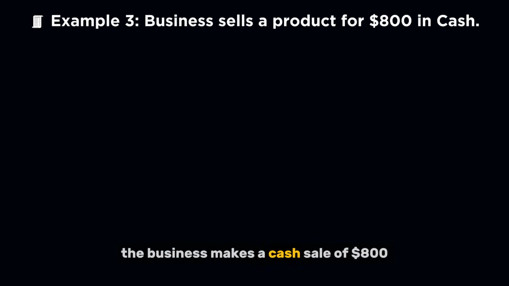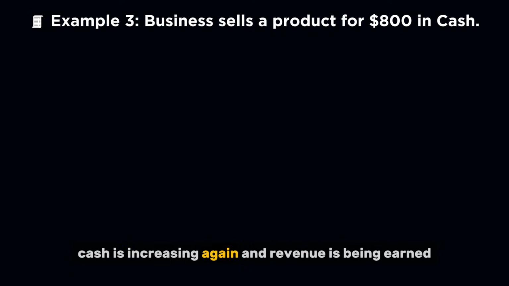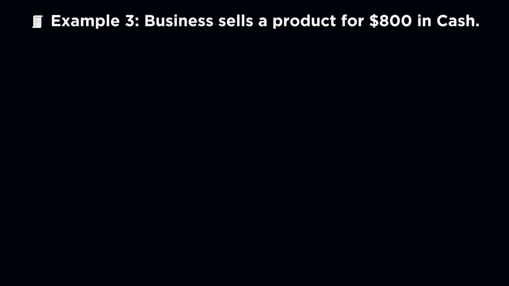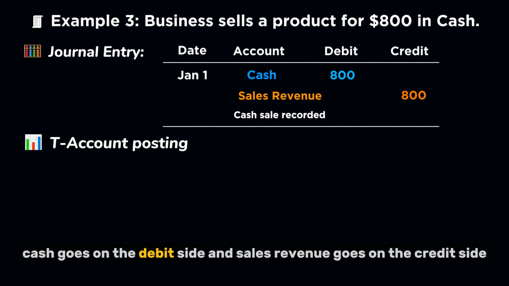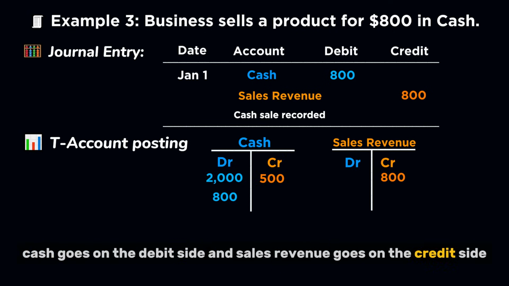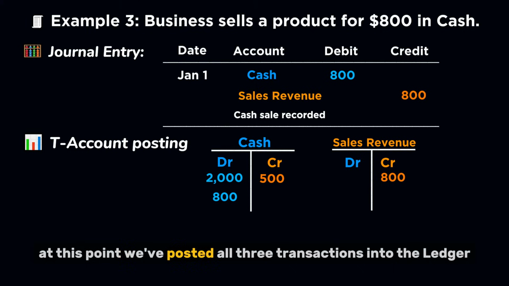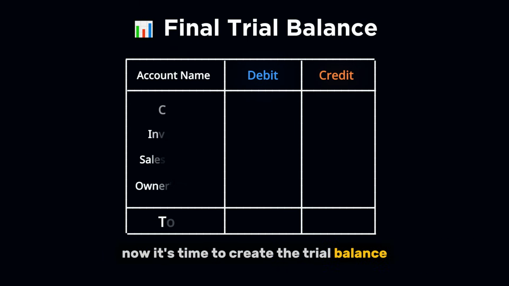The business makes a cash sale of $800. Cash is increasing again, and revenue is being earned. The journal entry is debit cash, $800. Credit sales revenue, $800. Cash goes on the debit side, and sales revenue goes on the credit side. At this point, we've posted all three transactions into the ledger. Now it's time to create the trial balance.